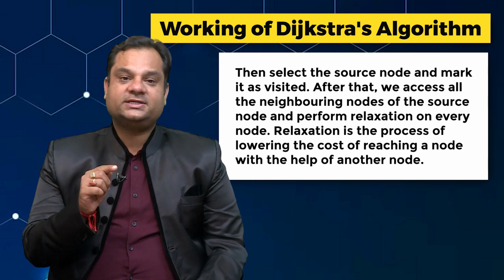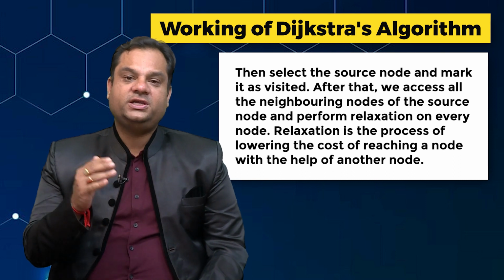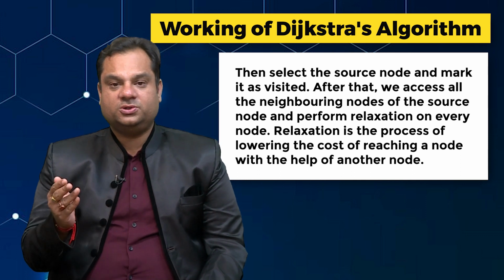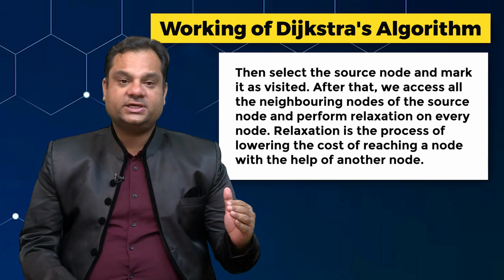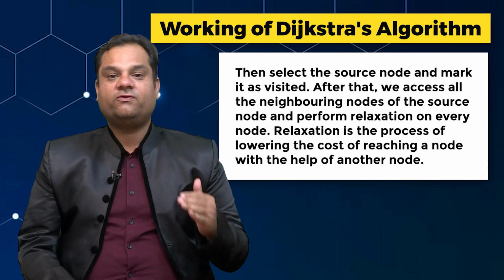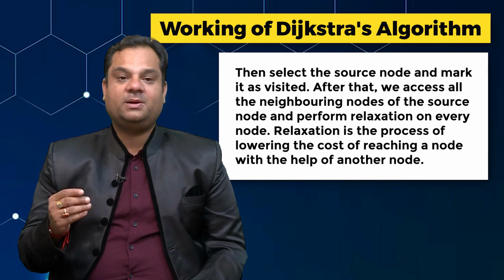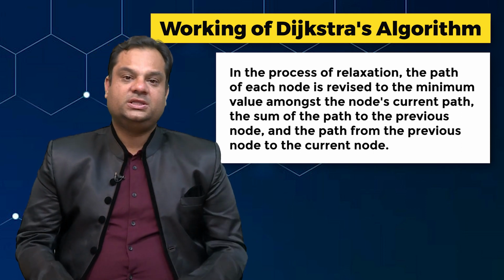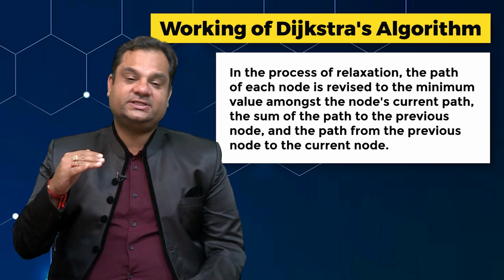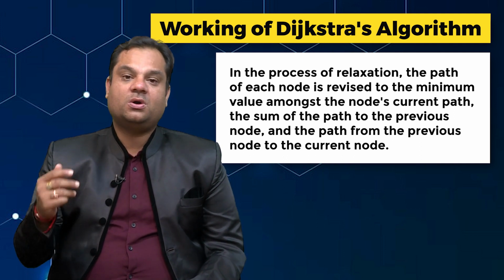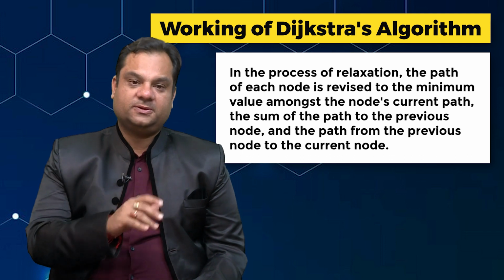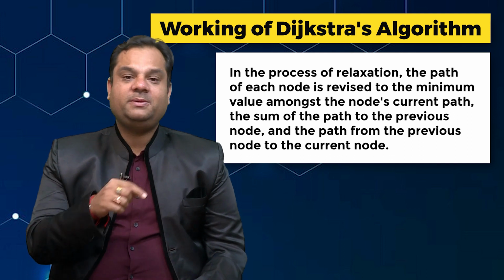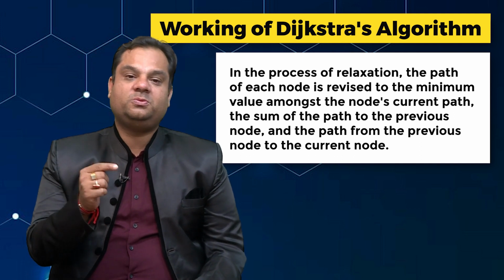After that, we access all the neighbor nodes of the source node and perform relaxation on every node. Relaxation is the process of lowering the cost of reaching a node with the help of another node. In the process of relaxation, the path of each node is revised to the minimum value amongst the node's current path and the sum of the path to the previous node and the path from the previous node to the current node.